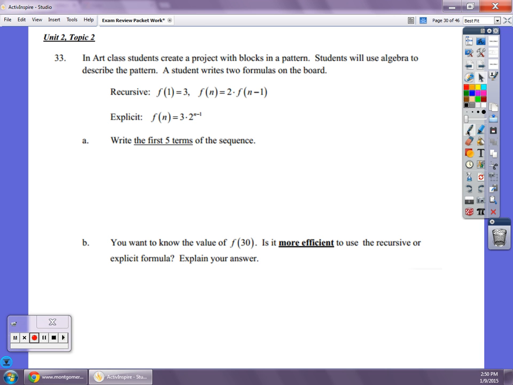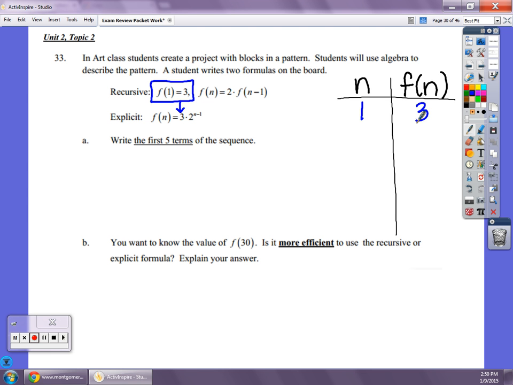So I'm going to make a table. All right. And I'm going to do n and f of n. And you'll see from our formula, we already know that the first term is f of 1 equals 3. We also see that there in the explicit formula, so I'm going to put 1 and 3. And then what we need to do is figure out our pattern.